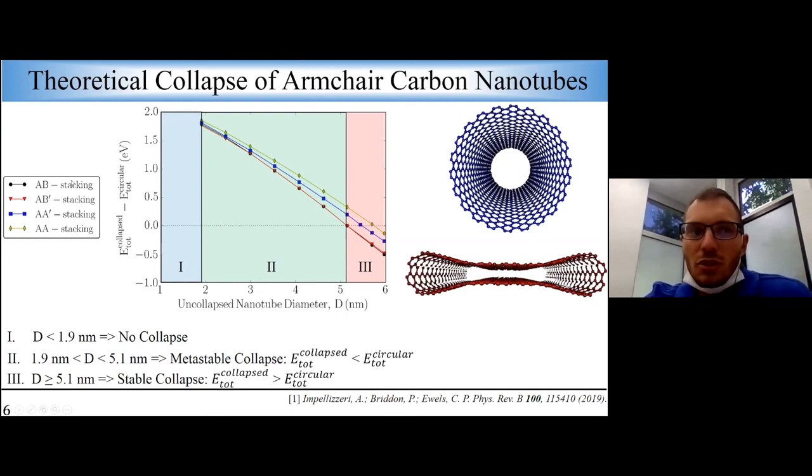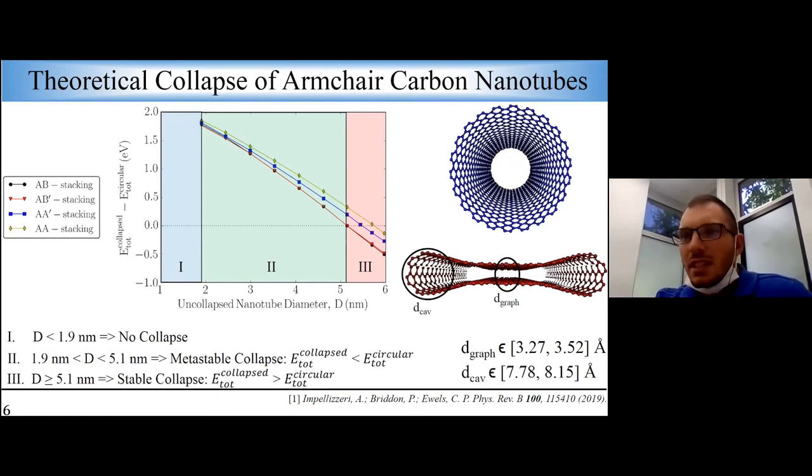If we try to consider all other stacking combinations along the central flattened region, it is possible to see how this collapsed tube diameter seems to shift towards higher values, in agreement with previous experimental observation. In terms of geometry parameters, the interlayer distance in the central flat region is quite similar to that found for turbostratic graphite, whereas the diameter of the edge cavity is slightly higher in comparison to that observed for the diameter of C60 fullerene.